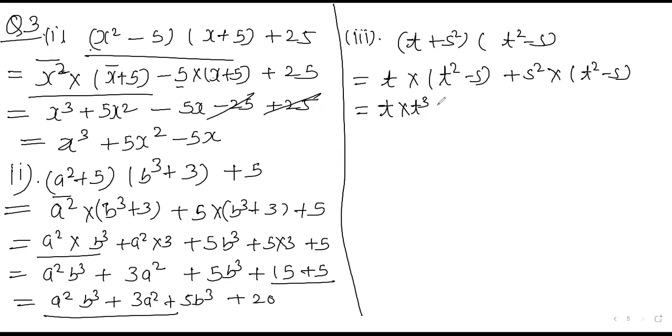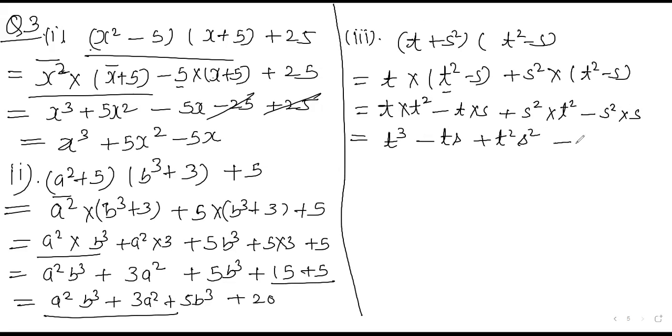So t into t square minus t into s plus s square into t square minus s square into s. So t, oh, this is not a t cube, then it will be t square because of this. So now it will give you t cube minus ts plus t square s square minus s cube.